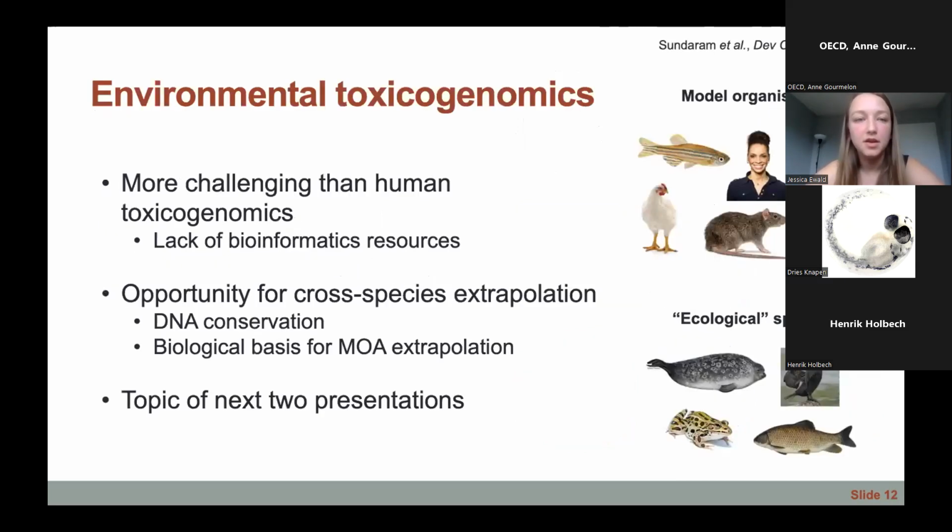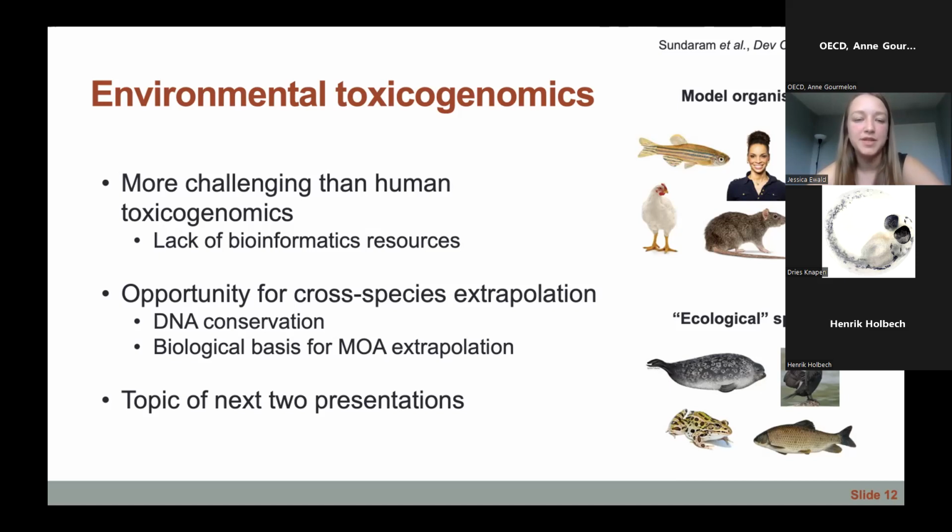So next, I just wanted to end with a couple notes on environmental toxicogenomics specifically. There are a lot of similarities with human toxicogenomics. The actual statistical methods are very similar, but it is more challenging, and the main reason is a lack of bioinformatics resources. Especially compared to mammalian models, there's just orders of magnitude less information out there when it comes to annotating genes and metabolites and proteins.